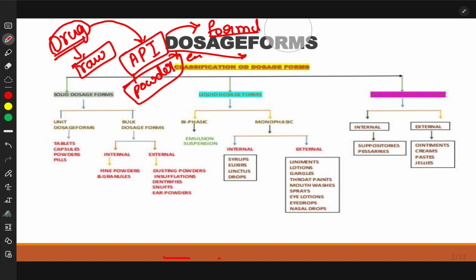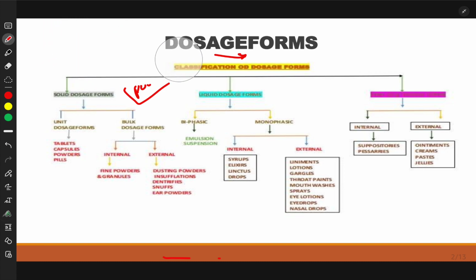Then the dosage form may be in three forms, like everybody thinks: solid, liquid or gas. But here we are studying the semi-solid dosage forms. We do have some gaseous formulations, but they are not direct gaseous formulations; they may be liquids which are converted into gaseous forms. So here we are studying solid, liquid and semi-solid dosage forms.